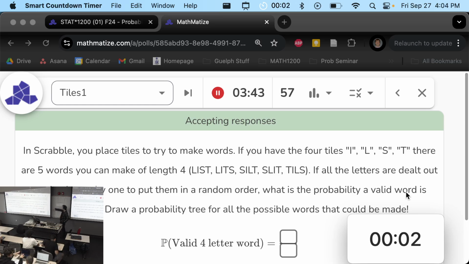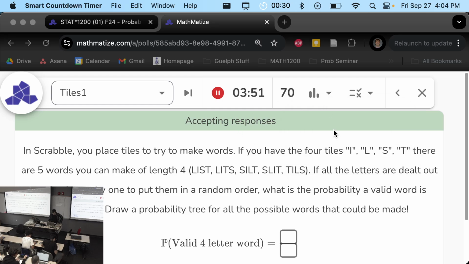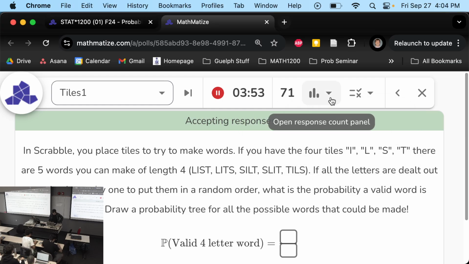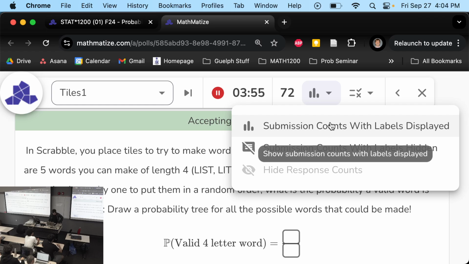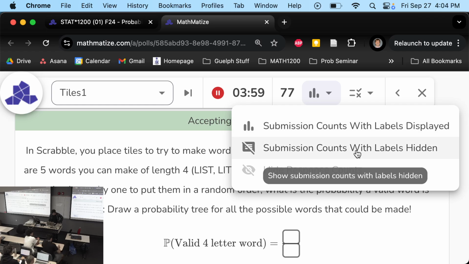Okay, 5 seconds left. Get in your final guesses. Final guesses. Waiting for the last couple of stragglers to get in. Okay, I'm pressing the button. I'm doing it. Okay. Let's try this button. Submission counts with labels hidden.